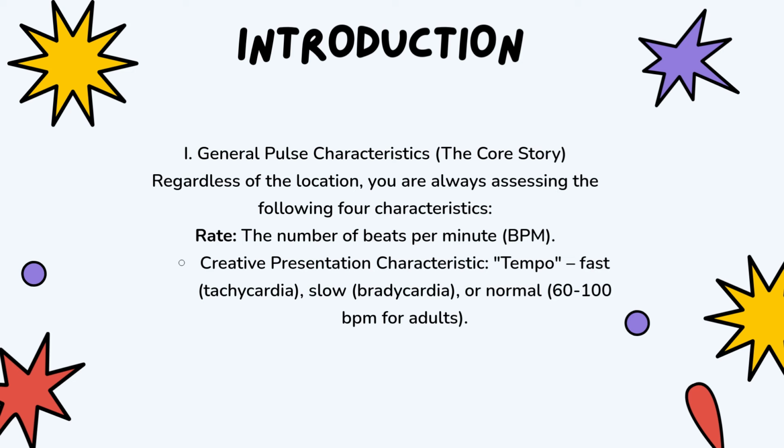First, in the introduction, we can see the general pulse characteristics. Regardless of location, the pulse will have four characteristics. The first characteristic is the beats per minute. We want to assess the beats per minute, which will be normal at 60 to 100 beats per minute for an adult. In pediatrics it will be higher, and in infants it is more than in the pediatric size, as we are all aware. We will have one more discussion class about this beats per minute.